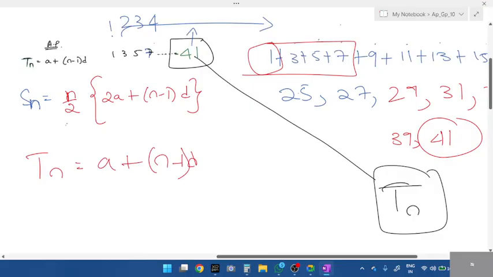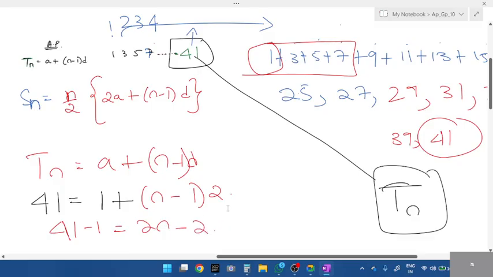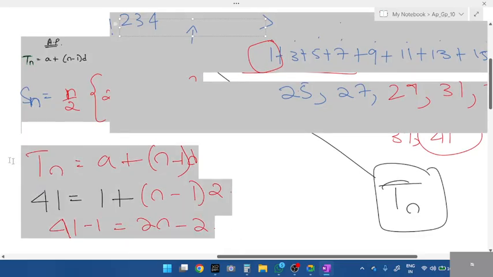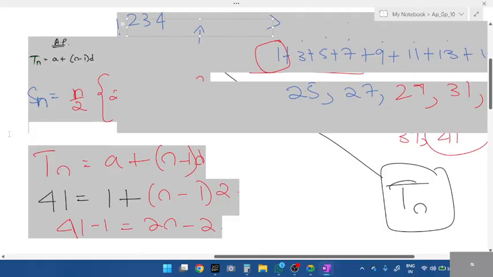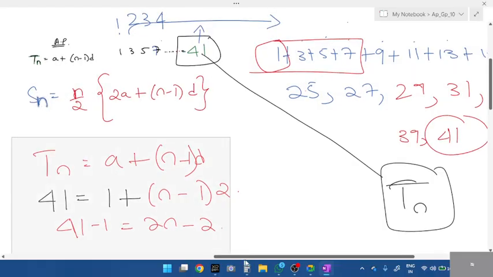Now tell me what is T of N, students. T of N is, respond all of you all. 41 is equals to, what is A value? 1 plus N minus 1, difference is 2. When you solve this, you get 41. If you want, you can shift this minus 1 is equals to, open the bracket, 2n minus 2. Through this, you'll get the value of n. Later, we can substitute and find for S of n.